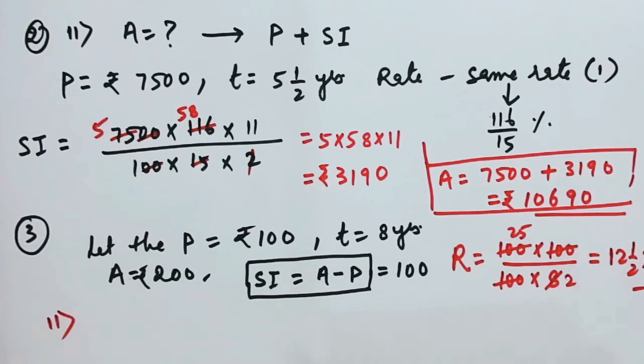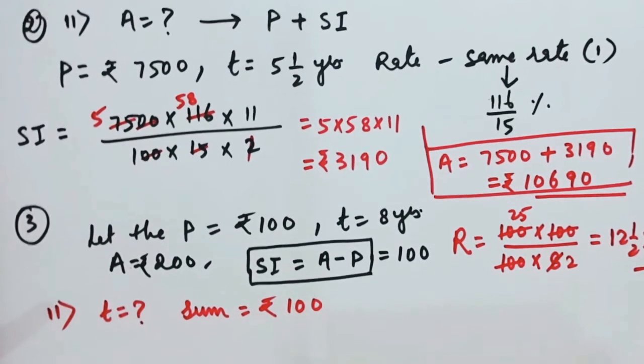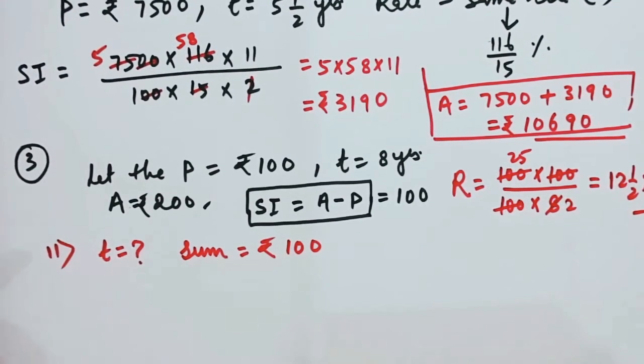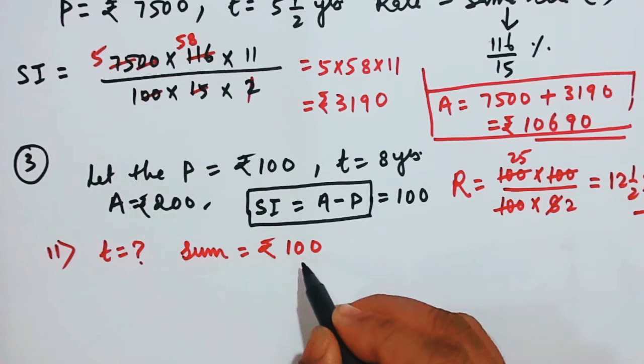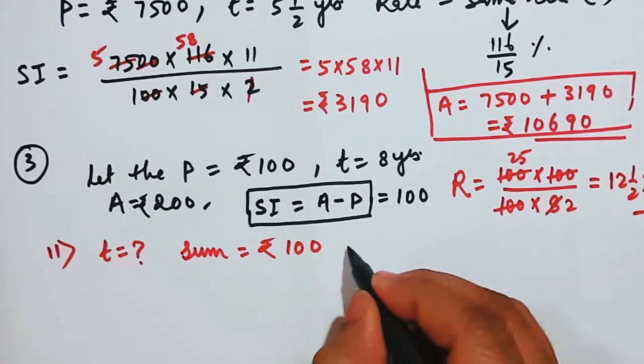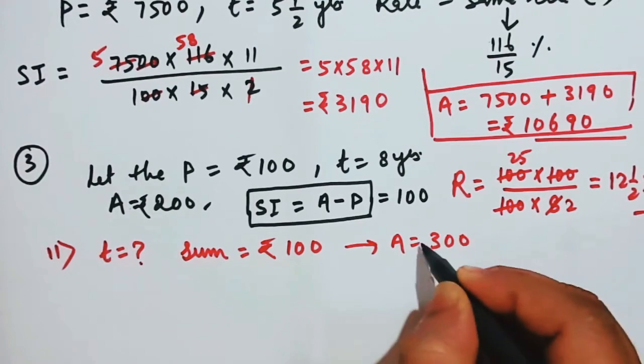The second part says something. In the second part they are asking you the time. In how many years will the sum triple itself? The sum is the same, the sum is rupees 100 only. So in how many years does the sum, that is rupees 100, become triple of itself? Meaning the amount becomes 300.